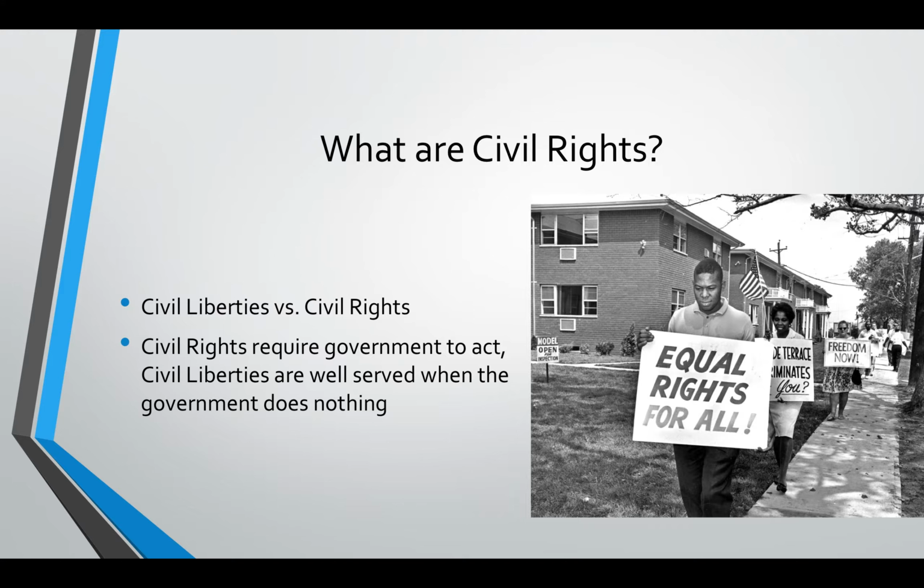Civil rights represent those protections by the government or that the government secures on behalf of its citizens. A good way to understand the difference is to think of civil rights as something that requires government action to protect the rights of citizens, and civil liberties as being well served when the government does nothing.